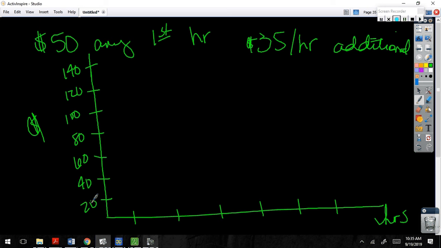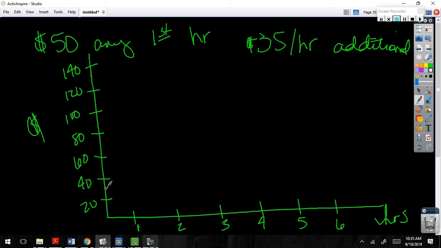And these will go by ones. All right, so any part of the first hour, how much are we making? $50, right? Any part of the first hour. So that means any part of the first hour, $50.